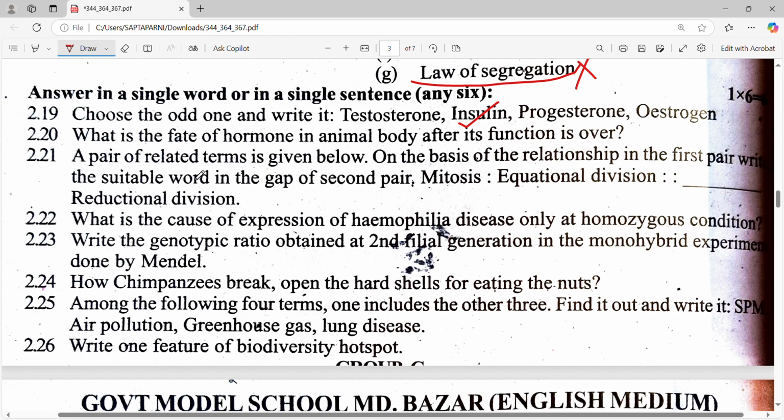Okay. You have to relate the terms. Mitosis, equational division. Then what would be your reductional division? Here it would be meiosis. Okay, meiosis would be reductional division.